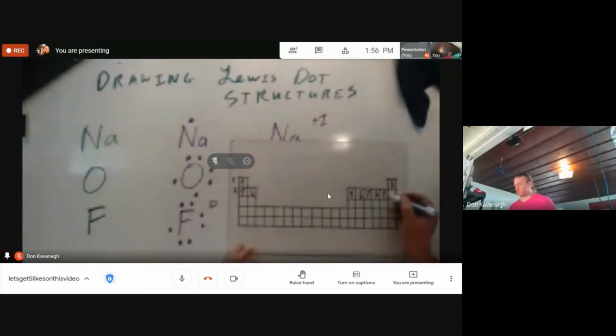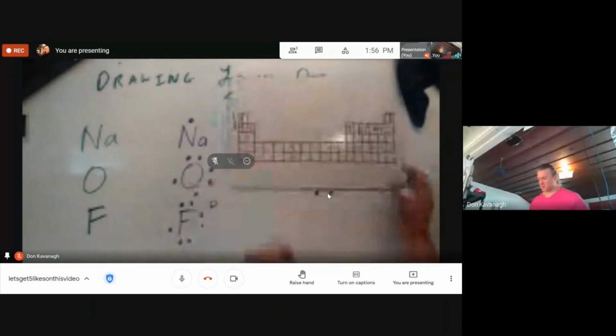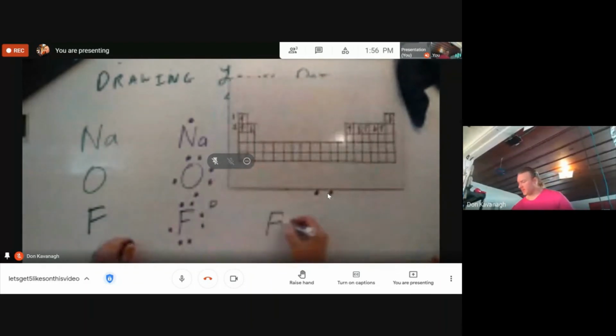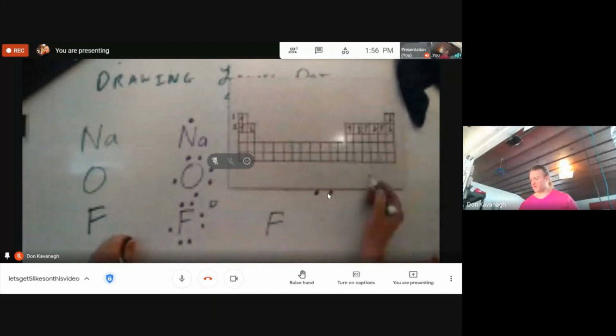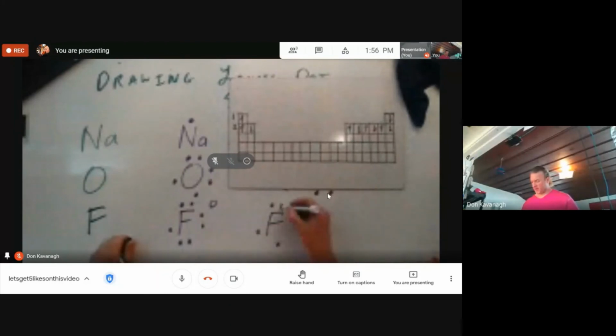Fluorine, at its precipice, is going to make a decision and only steal one electron as opposed to losing 7. So if fluorine gains one electron, it would have 8. 5, 6, 7, 8, -1.